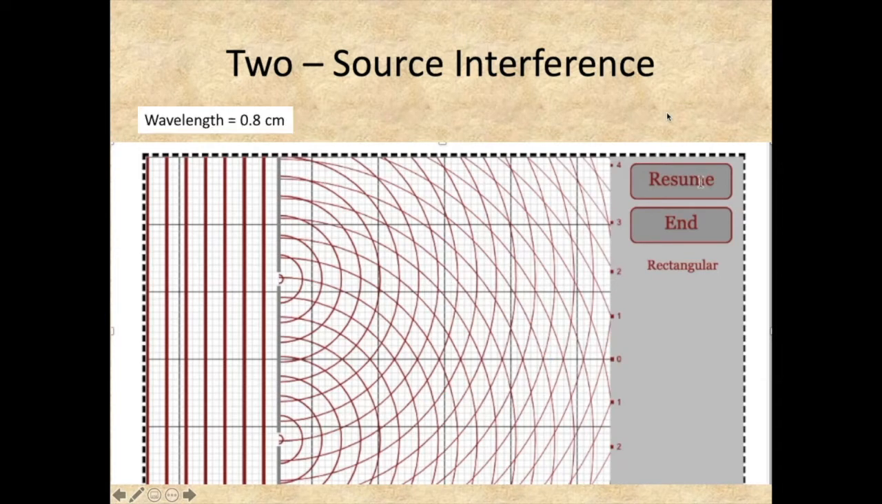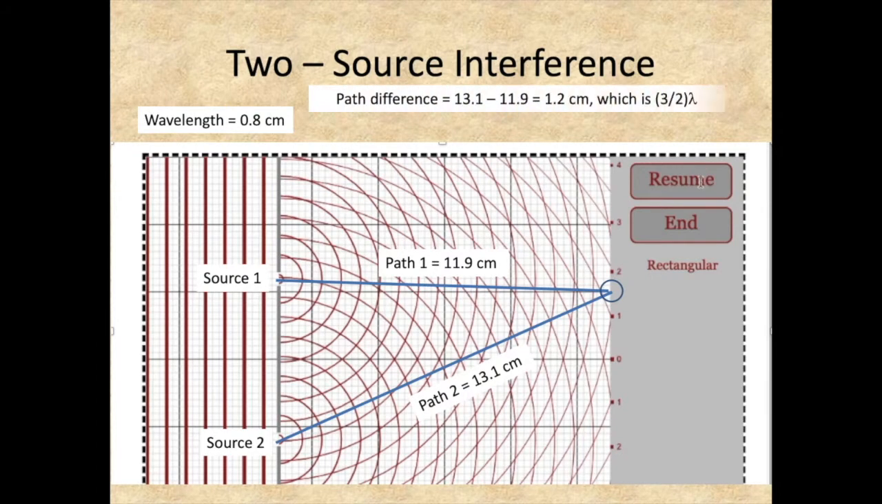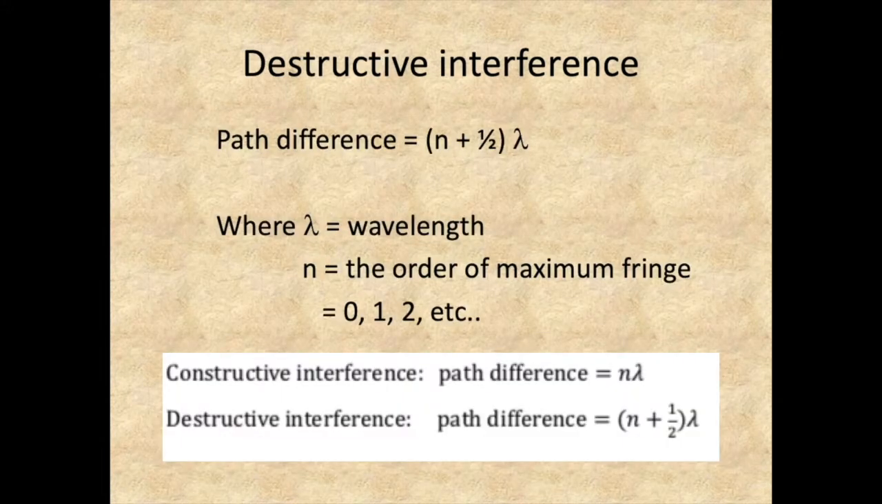Let's take another point. This is now the midpoint between the first and the second constructive interference point, which would be a destructive interference point. So if this is light, this is the dark spot. Its distance from one source is 11.9 centimeters, and to the other source it's 13.1 centimeters. Path difference calculates to 1.2 centimeters, which is 3/2 lambda. So for the second destructive interference, we have a path difference of 3/2 of lambda.